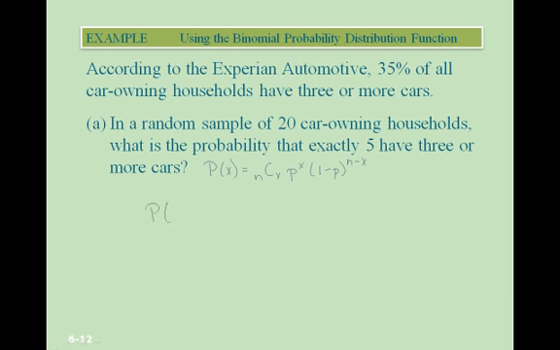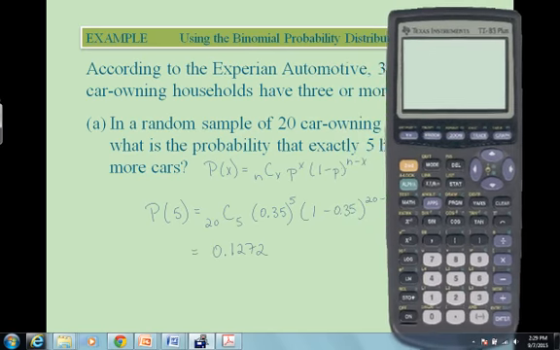So when we were computing the probability that exactly 5 have 3 or more cars, out of 20, we have 20C5, then our probability was 35%, or 0.35, which we raise to the x, or fifth power, times 1 minus our 0.35, now raised to the 20 minus 5. And when we work this out, we get a value of 0.1272.